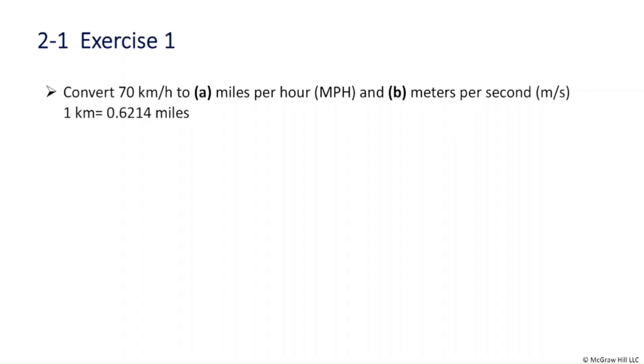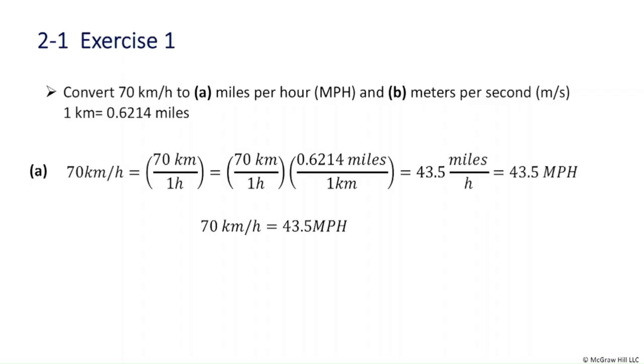Remember, for part A, to convert kilometers per hour to miles per hour, use the conversion factor: 1 kilometer is equal to 0.6214 miles. Now, part 1, you have to change the unit kilometer into miles. That's it, right? So we know that 1 kilometer is 0.6214 miles.